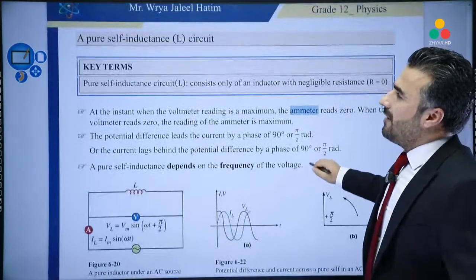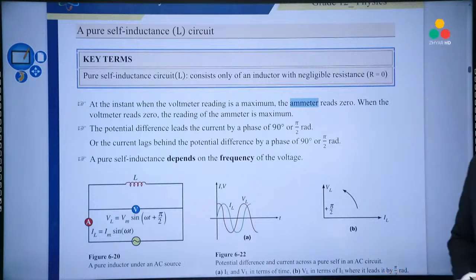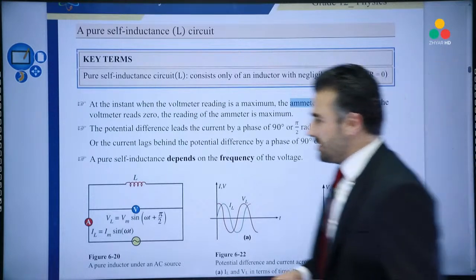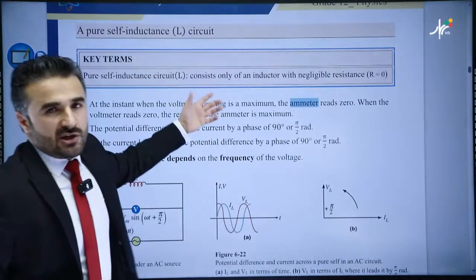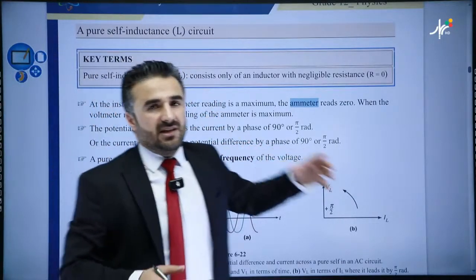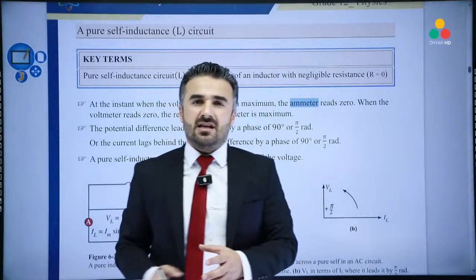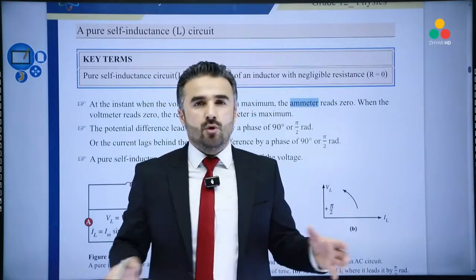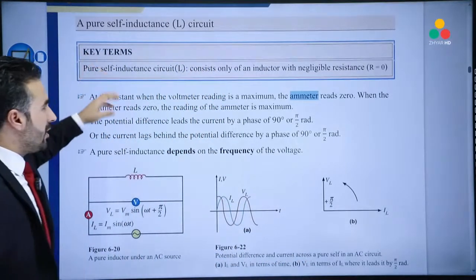Now we're going to talk about a pure self-inductance. So we're talking about an inductance, and what is the difference between an inductance and a resistor? By the way, every inductor would have some resistance to it, but here when we say a pure inductance, that means an inductor with no resistance at all. Okay, so that is what we're going to talk about.